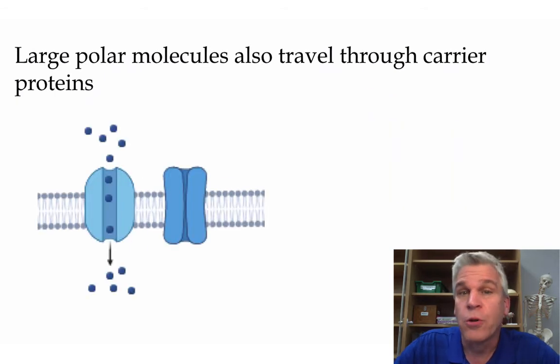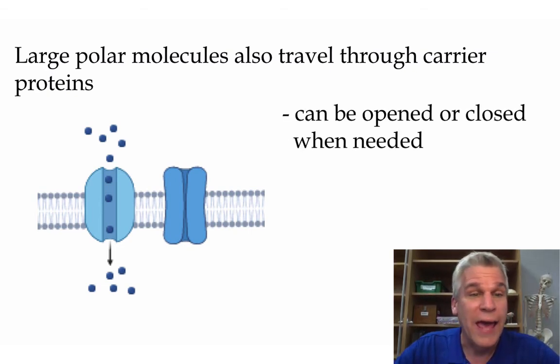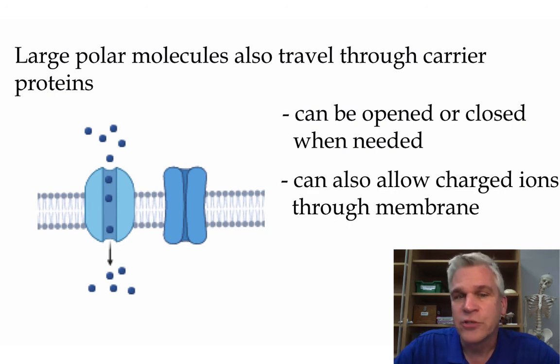Now, larger polar molecules also need to go through a carrier protein. And these can be opened or closed as needed. So if we need certain molecules, they'll open up and molecules can either enter or leave. If we don't need them, the proteins can close up. Since there is an electrical charge on the cell membrane, this can also allow for various charged ions to move through the membrane as well.